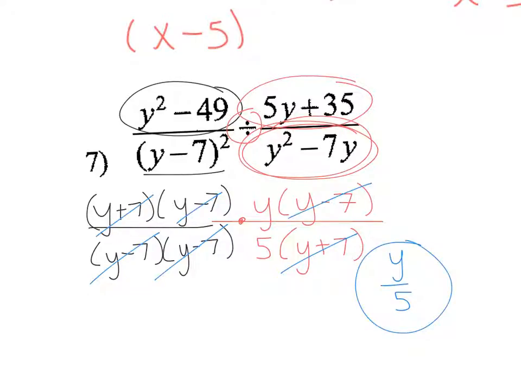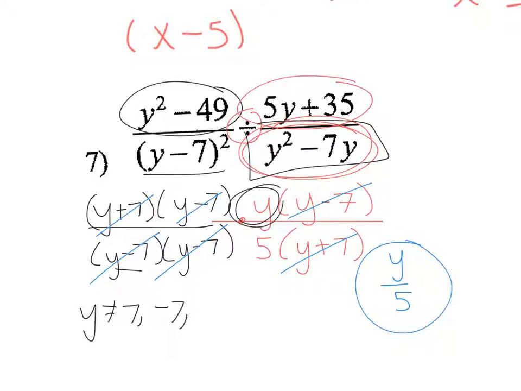So now let's look at restrictions. So look in the beginning, the middle, and the end. This is my factored part right here. Plus I have to include this part because this is technically on the bottom. So I have y can't be positive 7, negative 7, or 0. Don't forget about that y part.